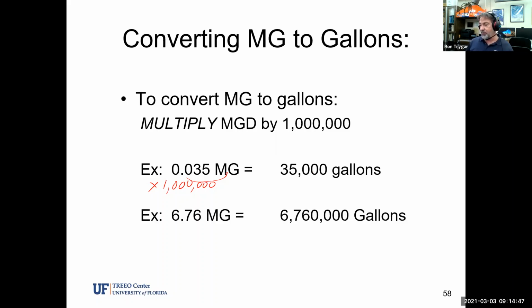What about this example? We have 6.76 mg, so 6.76 million gallons. Move the decimal point 6 places over, or on your calculator, multiply.